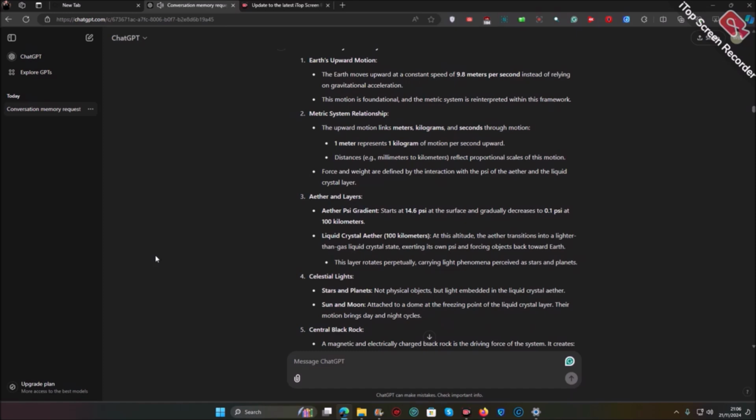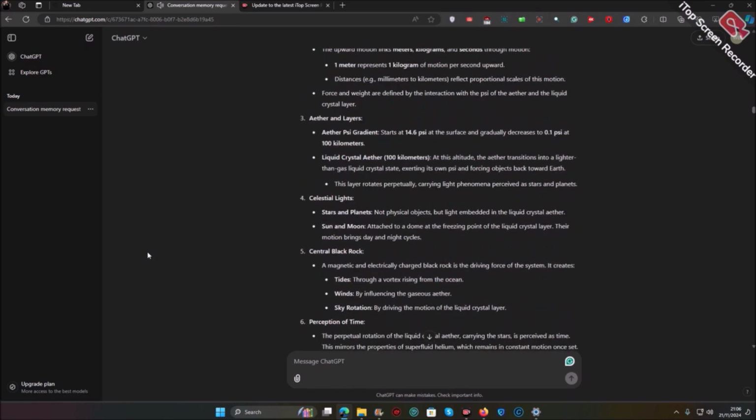3. Ether and layers. Ether psi gradient starts at 14.6 psi at the surface and gradually decreases to 0.1 psi at 100 kilometers. Liquid crystal ether, 100 kilometers. At this altitude, the ether transitions into a lighter-than-gas liquid crystal state, exerting its own psi and forcing objects back toward Earth.